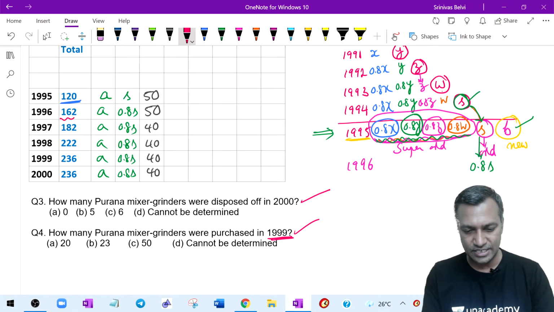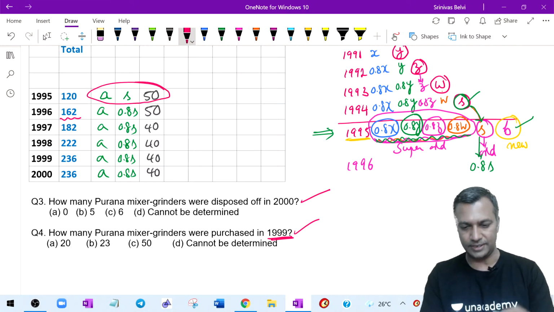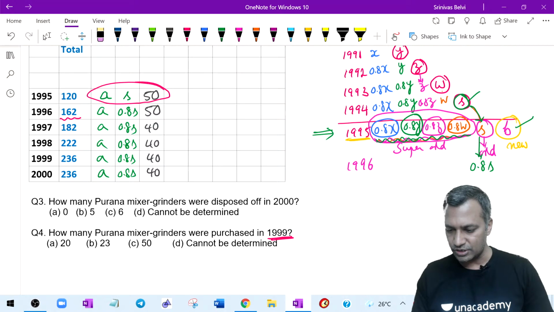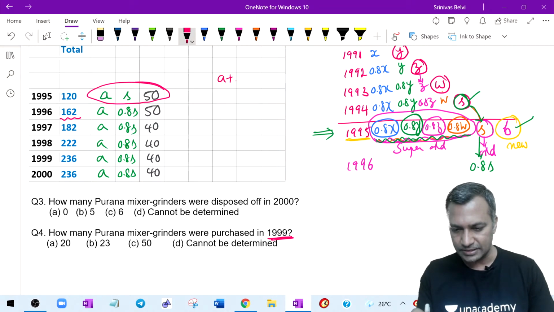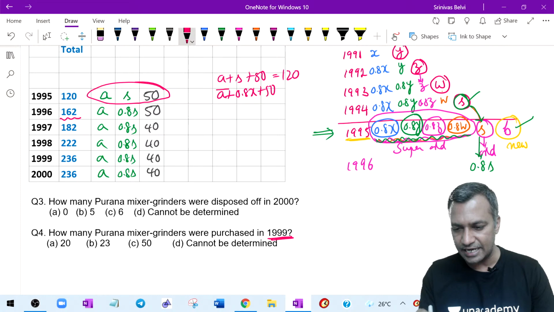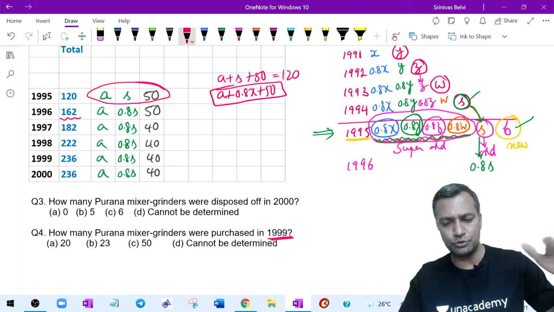So look at this 162. How do I write this 162? This entire thing is 120. This entire thing, A plus S plus 50. Listen to this very carefully. A plus S plus 50 is equal to 120 here. Then the moment I change it to A plus 0.8S plus 50, I don't know what is the value of this. I have absolutely no idea.